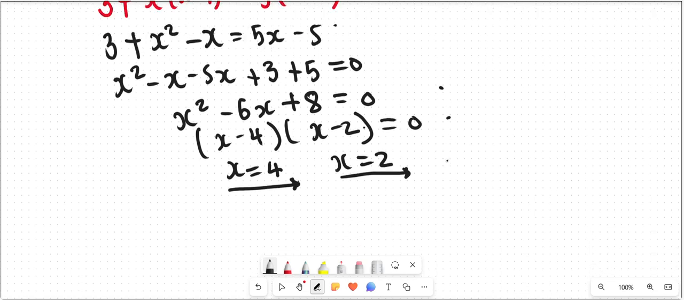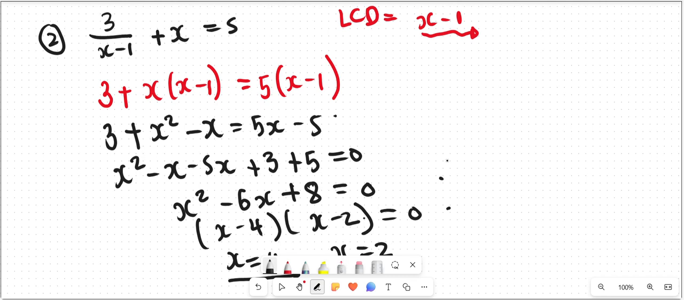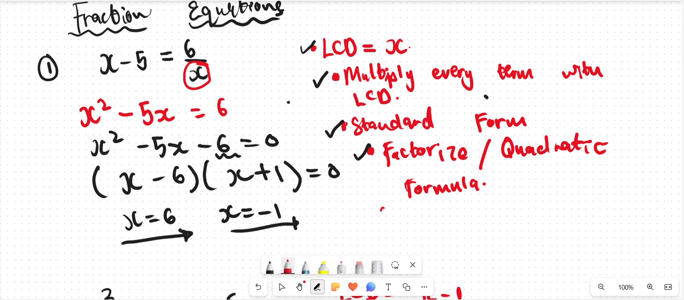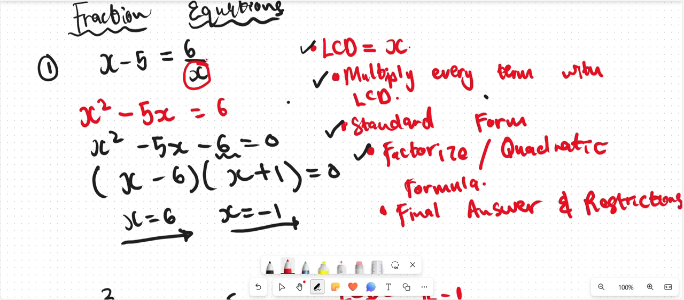All right, one other thing I forgot to mention in the first example that we did is that with fractions, you also need to apply your restrictions. So maybe your final step here is to get the final answer, but not just that, it is to also apply restrictions. I will show you what restrictions are. In this case, where is our x? Our x is in the denominator.